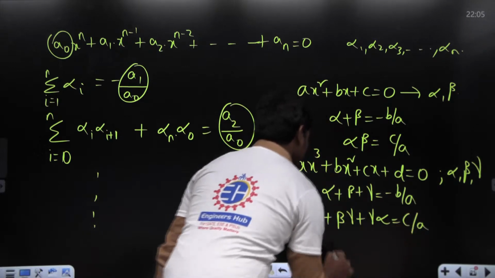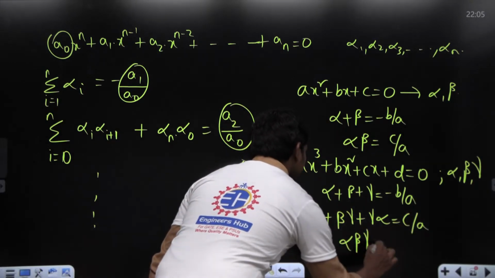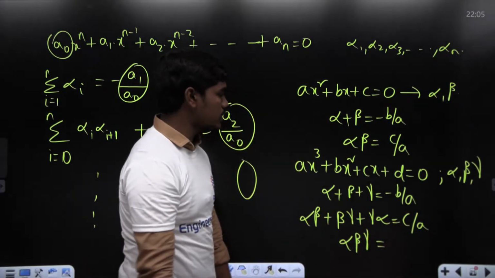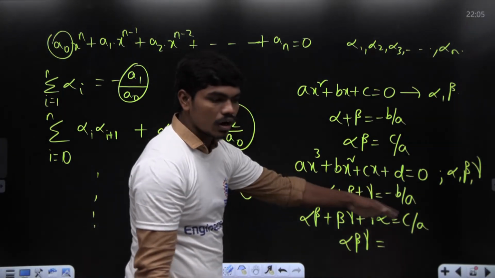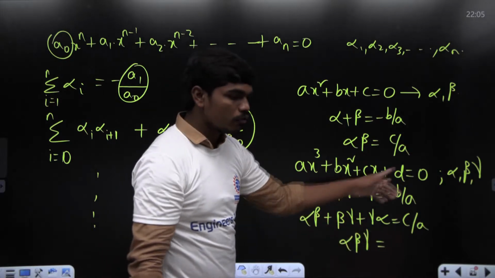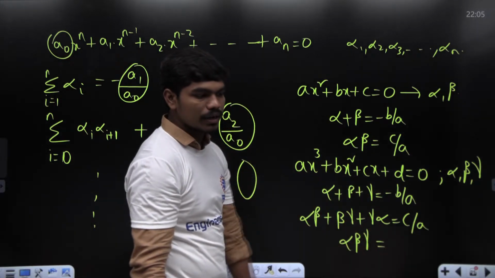Okay, next, can you tell me alpha beta gamma? If I consider three roots, can you tell me what could be the value of this? Look, you should have the particular coefficient divided by this a, but with alternating minus signs. So can you tell me what could be the value of this product of alpha beta gamma here?